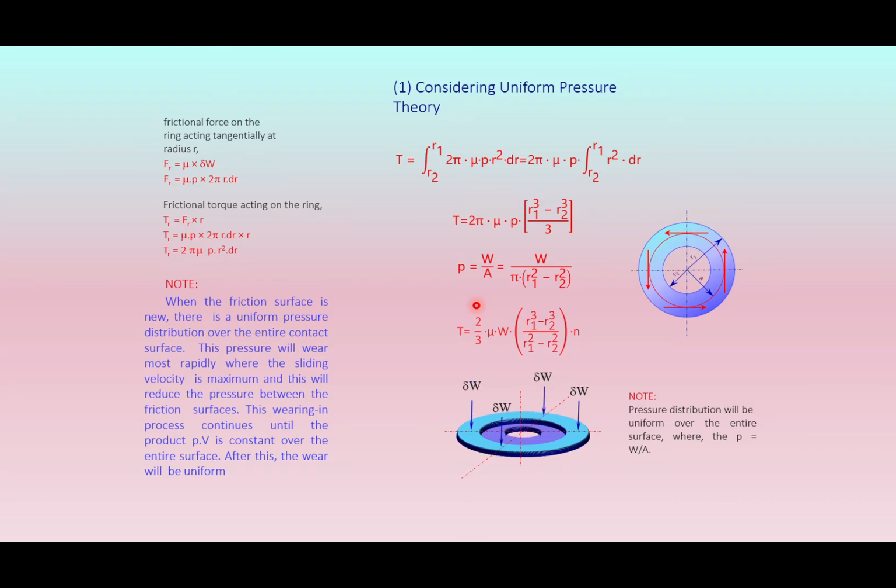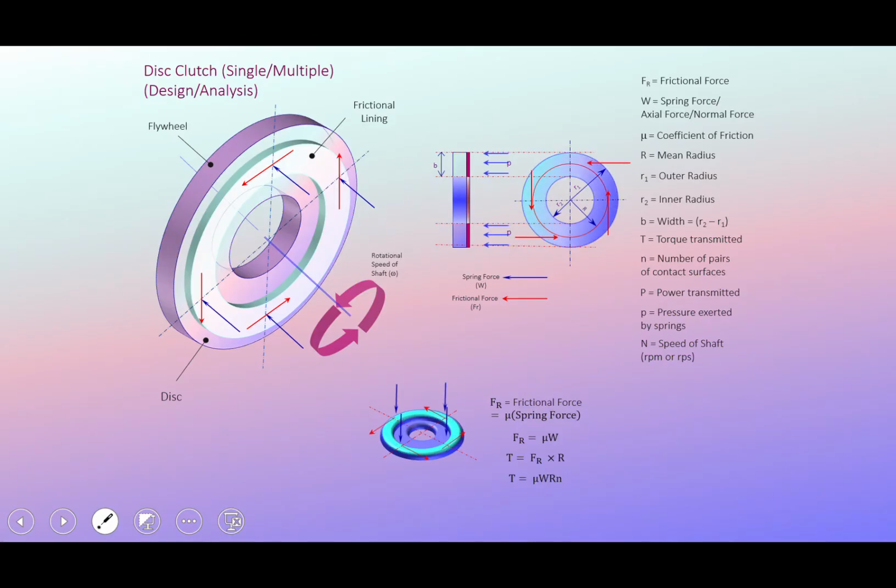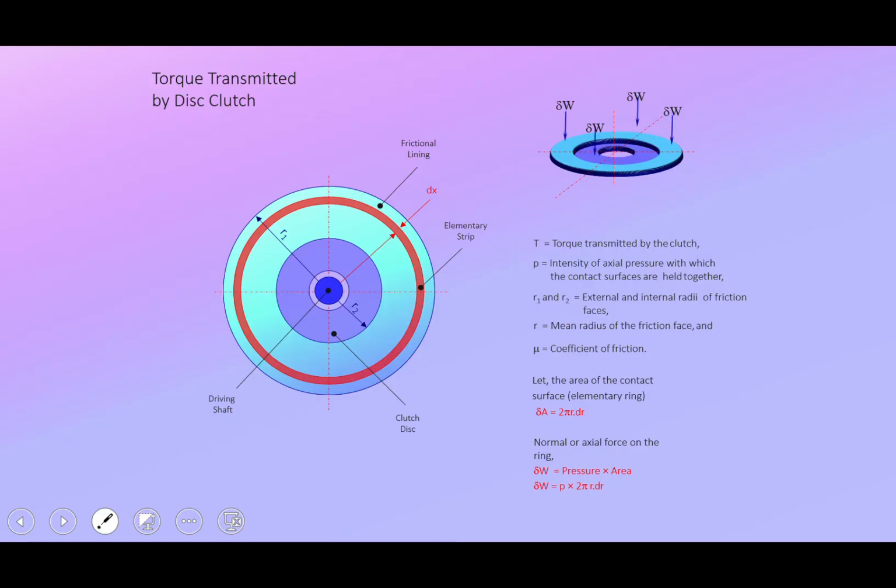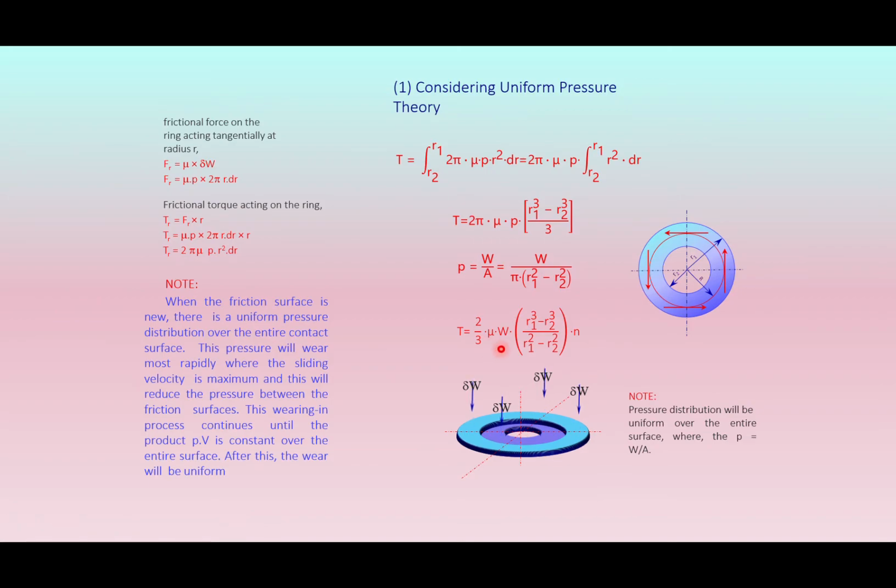As you compare to the previous slide, this one is mu W R N, where N is the number of pairs of contact surface, R is the mean radius, mu is the coefficient of friction, and W is the axial force. So from this you can see mu W is here, and N is here. Then you can say this 2 over 3 term can be equal to the mean radius of any single disc clutch with uniform pressure theory. With uniform pressure theory only.